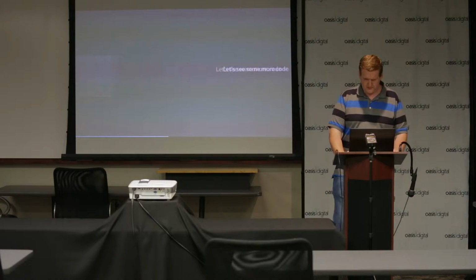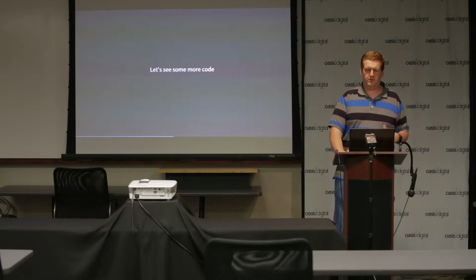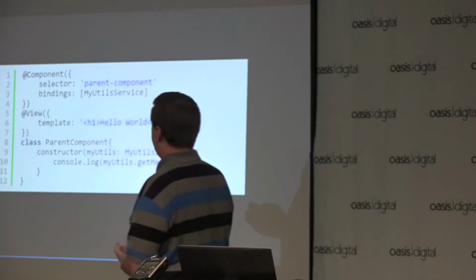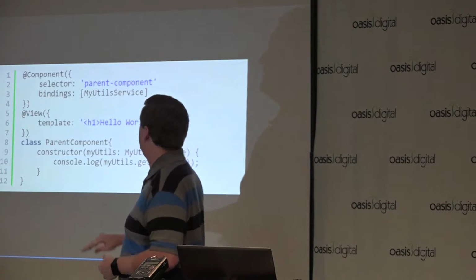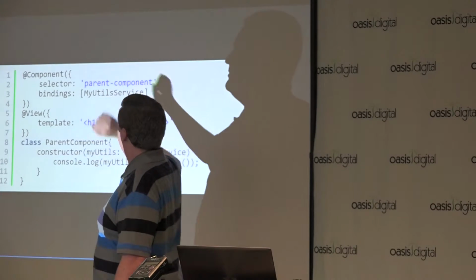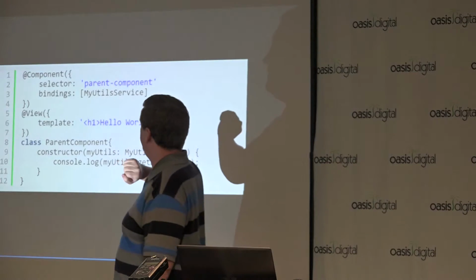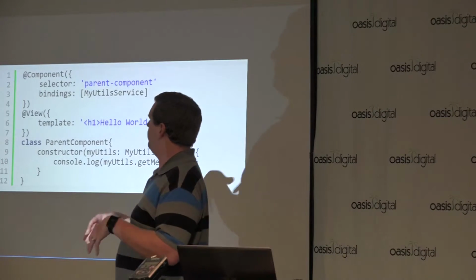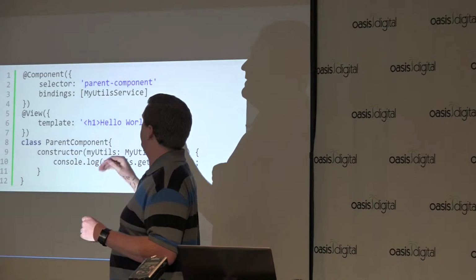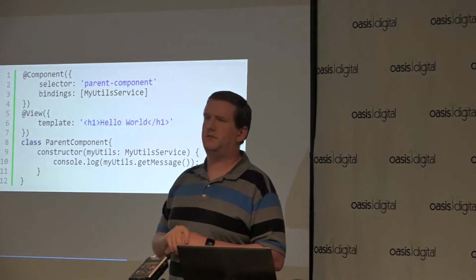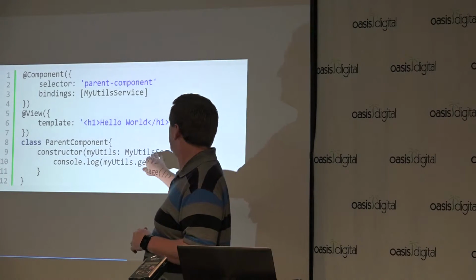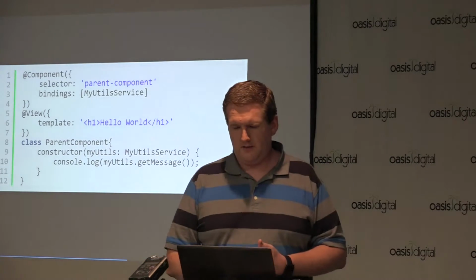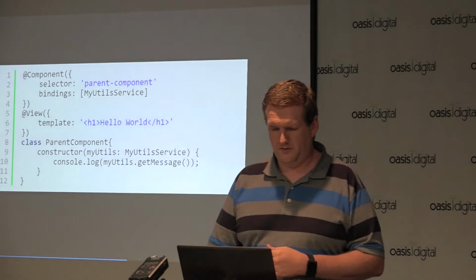So let's see a little bit more code, a little bit bigger examples. So here we're going to start with a parent component. Pretty straightforward. Here's our parent component. Here's how you reference that in the HTML. And here's our bindings. We're saying that this parent component wants to inform its injector that it needs to be able to inject my util service. And here we're requesting an instance of it. Pretty straightforward. So let's add another piece.